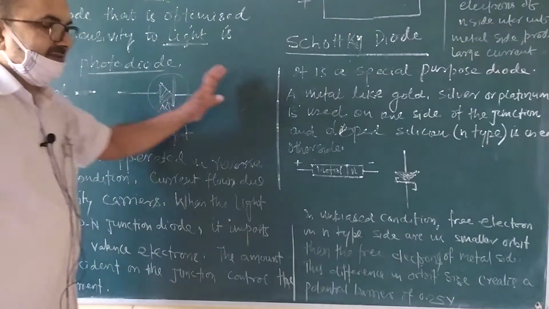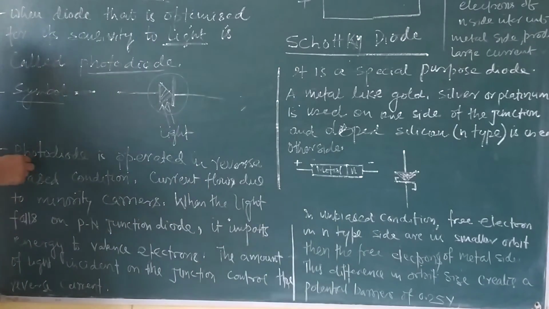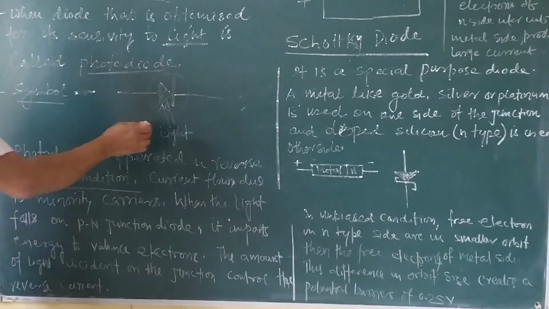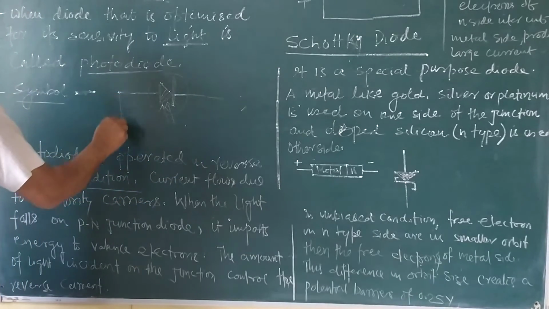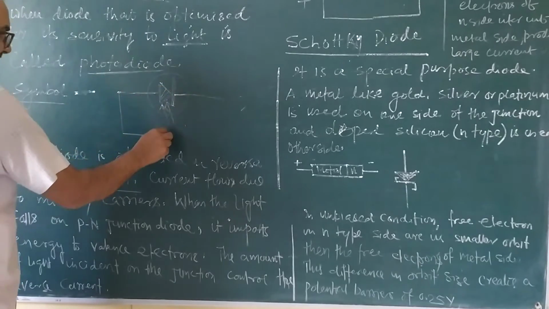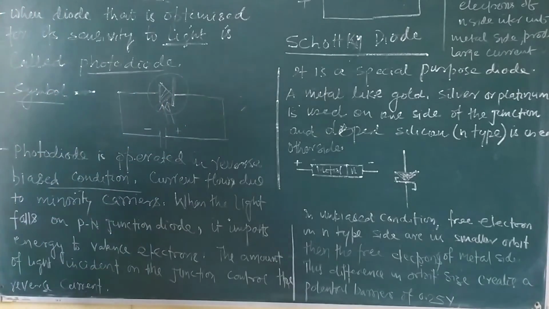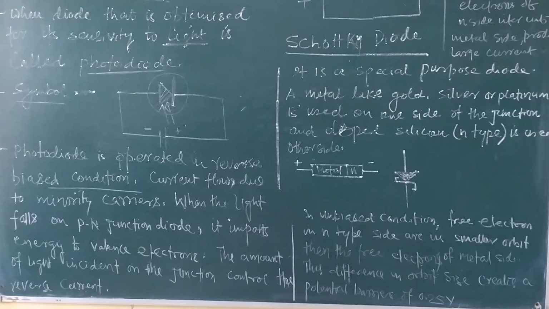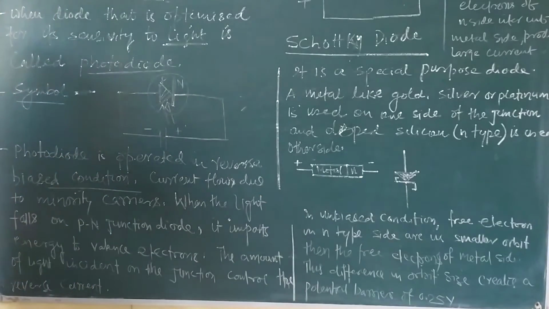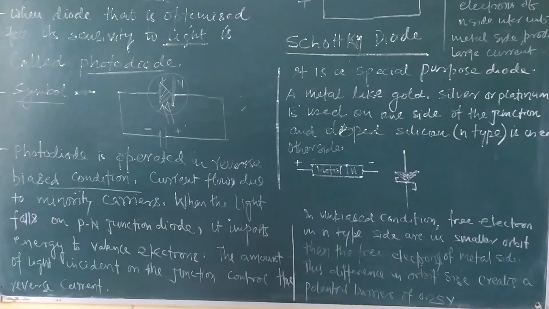And always this photodiode operates in reverse bias condition. What does it mean? It means we always connect the negative terminal of the battery to the p type semiconductor and the positive terminal of the battery to the n type. This is the p type and this is the n type. And due to reverse bias, current flows only due to minority carriers.